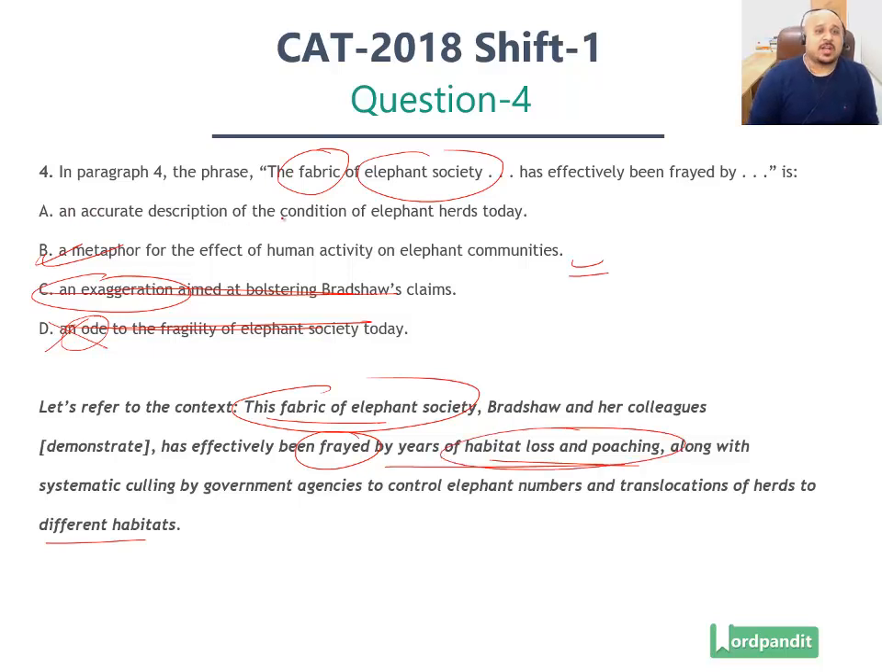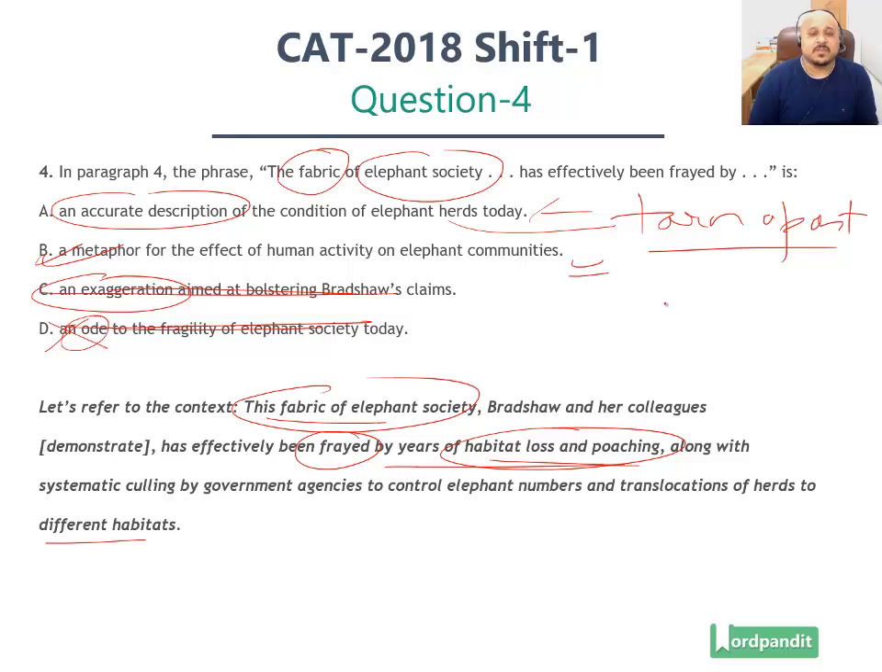A, an accurate description of the condition of elephant herds today. Remember, this cannot be an accurate description. The elephant herds of today, they cannot be a torn apart fabric, right? A fabric which has been torn apart at the edges, which has been tattered, which has been frayed upon. So this cannot be an accurate description because there is an implied reference here. This is a metaphor that has been used. So options A, C, and D are rejected. Option number B is the valid answer.